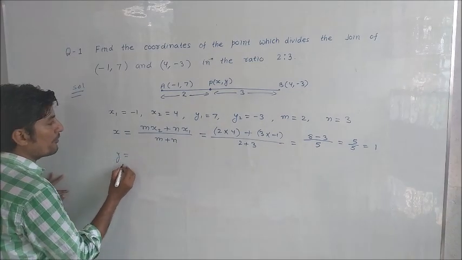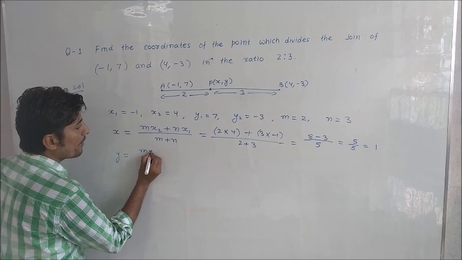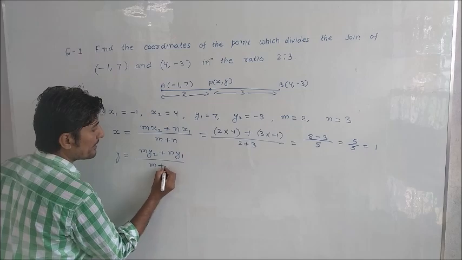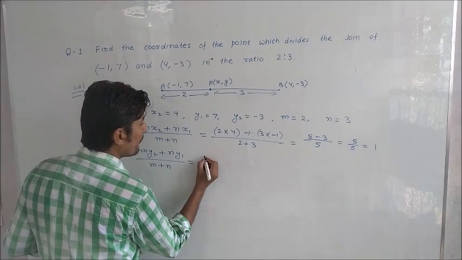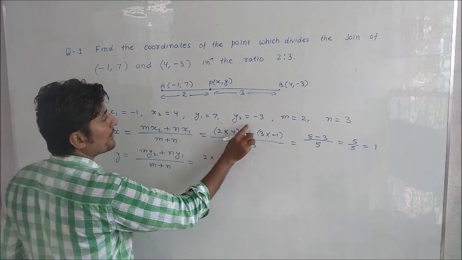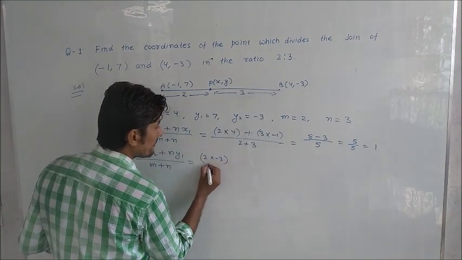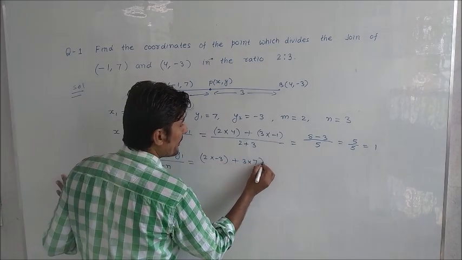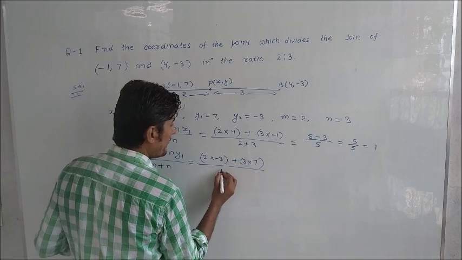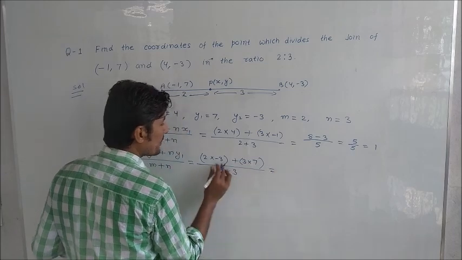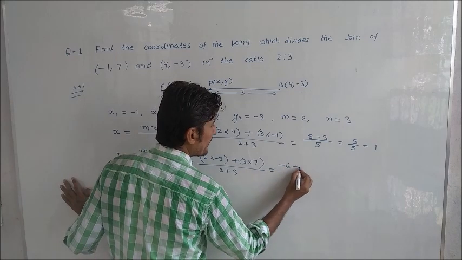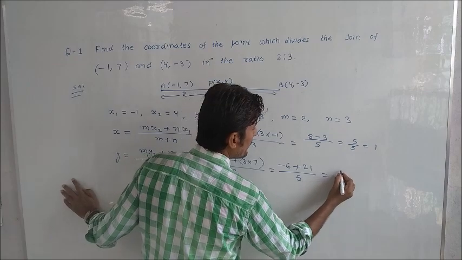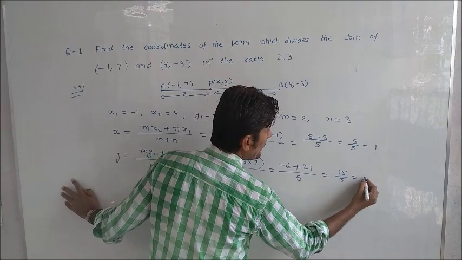Similarly, we have to find the value of y. We have to use the formula (m y2 plus n y1) upon (m plus n). Again, we can put the value of m, that is 2, into y2. y2 is -3, plus n, value of n is 3, y1 is 7, so we can write here 7 also, divided by m plus n, 2 plus 3. 2 times -3 is -6, so we can write here -6 plus 21 upon 5. Here we can write 15 upon 5 and finally 3.